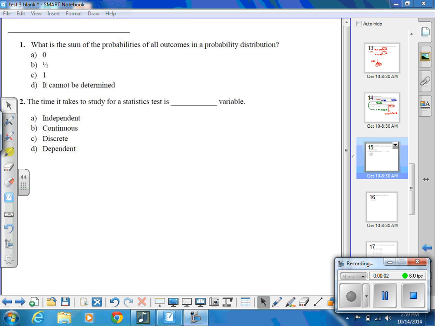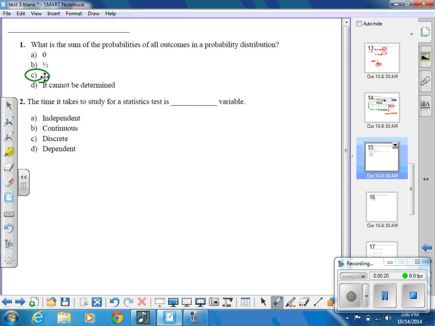Okay. Now, let's move into chapter 5.1, okay? What is the sum of all the probabilities of all outcomes in a probability distribution? Well, if you remember, the probabilities are P of X. So they all have to add up to 1 for it to be a probability distribution, if you recall.